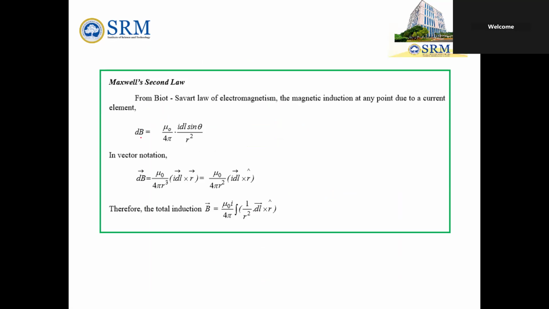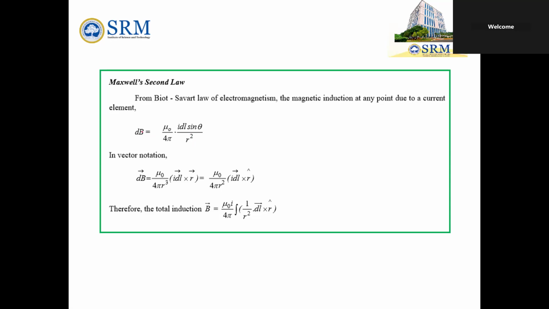element, generally you know very well, is dB equal to mu naught by 4 pi I dl sine theta by r square. The Biot-Savart law says the magnetic induction is directly proportional to sine theta, the current and the small length dl, and inversely proportional to the square of the distance between them.